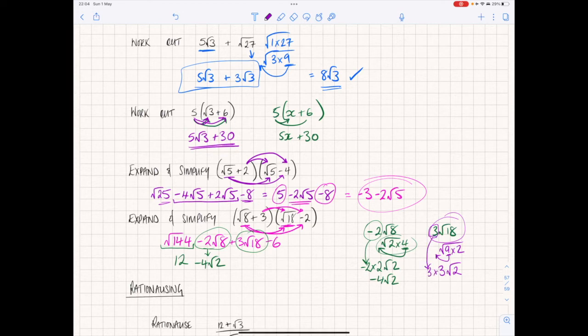So it becomes 3 times 3. Remember, you are multiplying that by the 3. And that becomes 9 root 2. So that becomes 9 root 2. And then we've still got our minus 6 there.